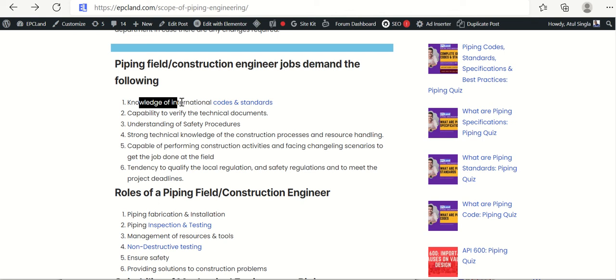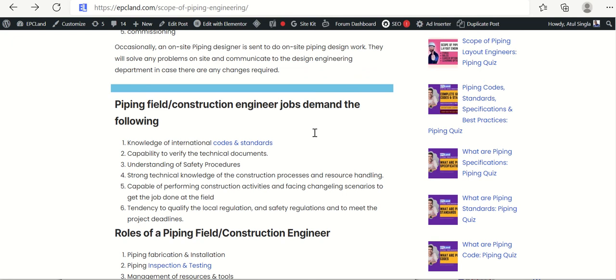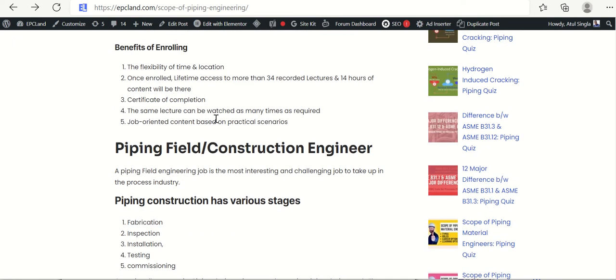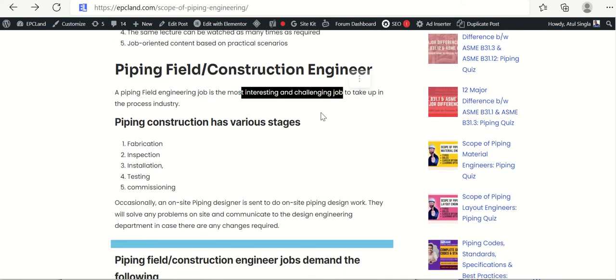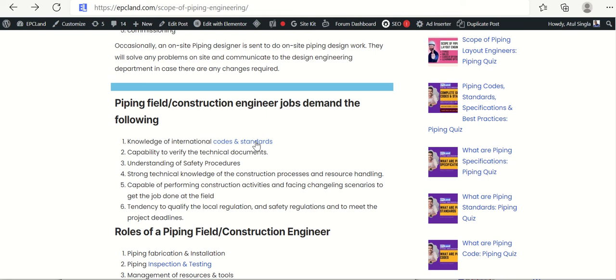Okay, first of all, they need to have very good international code and standards knowledge, because they have to interact with so many people, they have to solve so many problems at site, right? So they have to be aware of all the technical clauses, so that nobody comes and challenges them, and they don't have to go back to the design engineering team for small issues. So they have to be aware of so many clauses.